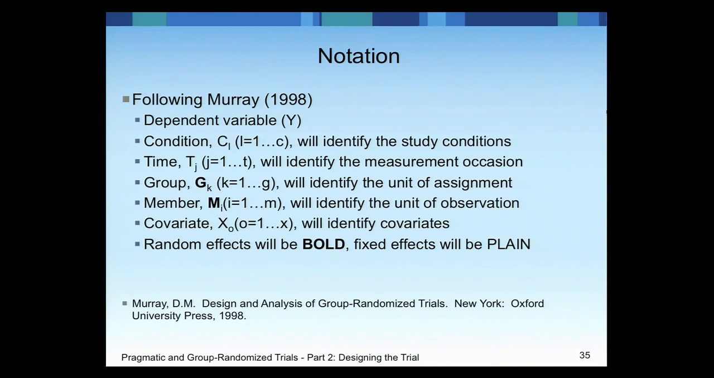I refer to covariates as variables that are usually nuisance variables, but they might be confounders, and I want to adjust for them in my analysis, so I refer to them generally as covariates. I distinguish between random effects using bold type and fixed effects using plain type. In group randomized trials, we always have at least 2 random effects, groups and members, so they're indicated in bold.